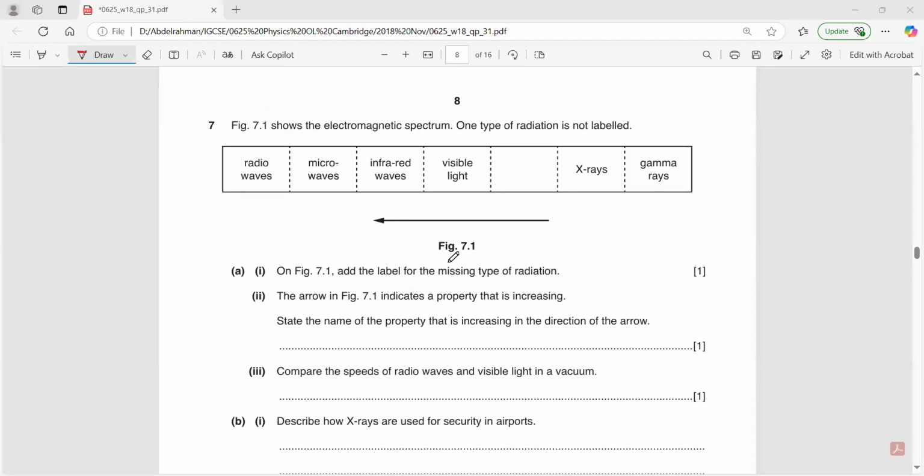Figure 7.1 shows the electromagnetic spectrum. One type of radiation is not labeled. What is this type of radiation? Radio, micro... The only one missing is the ultraviolet. The ultraviolet radiation.